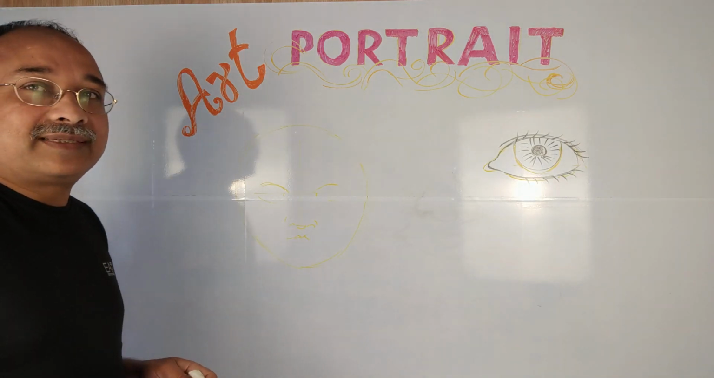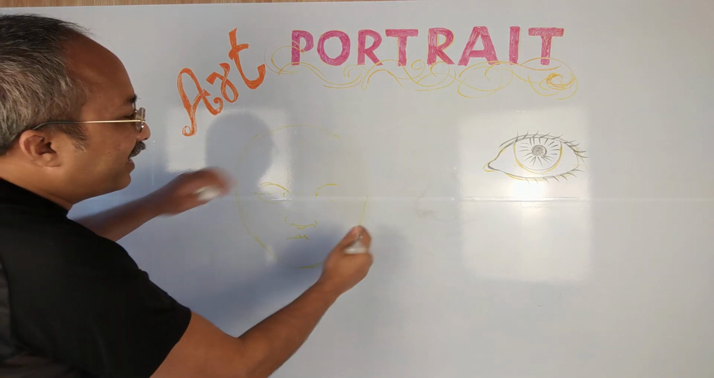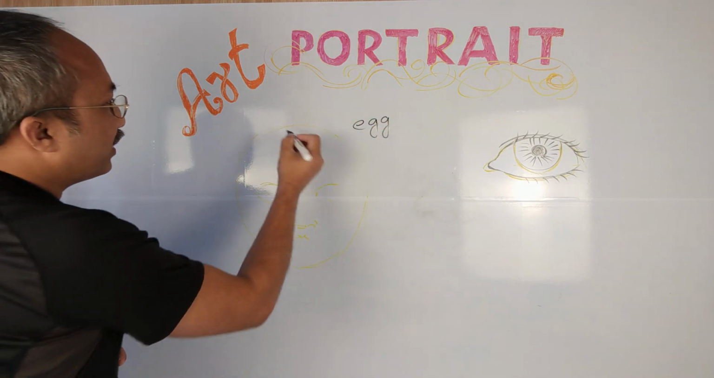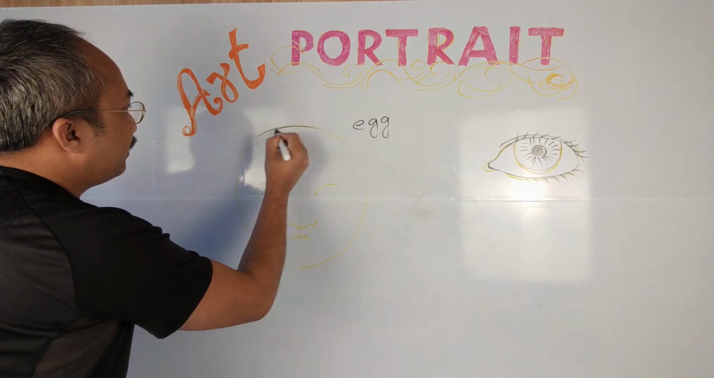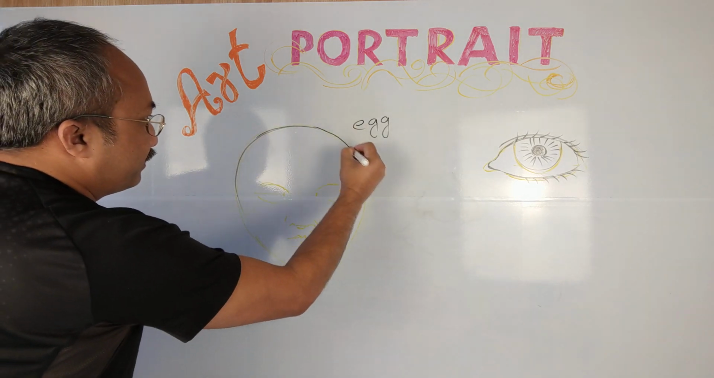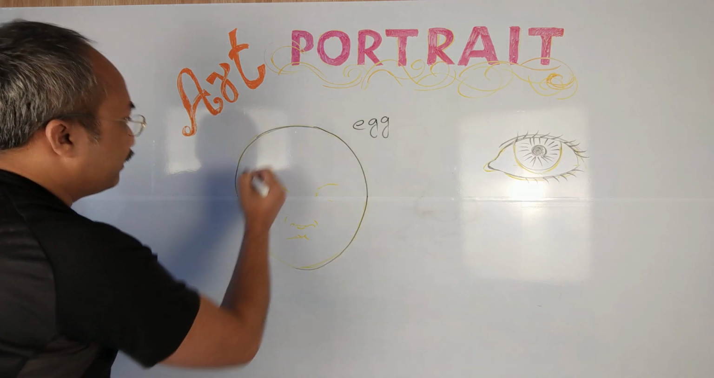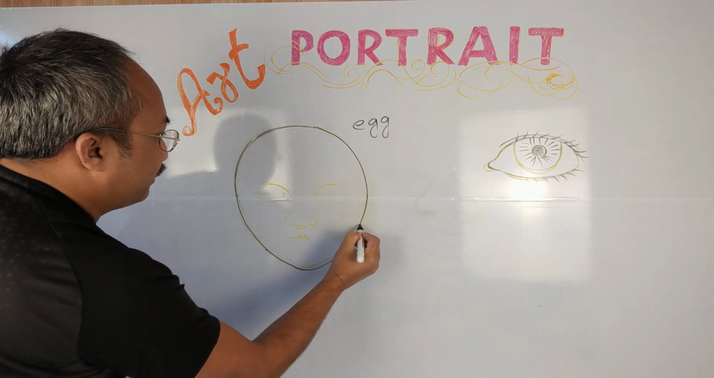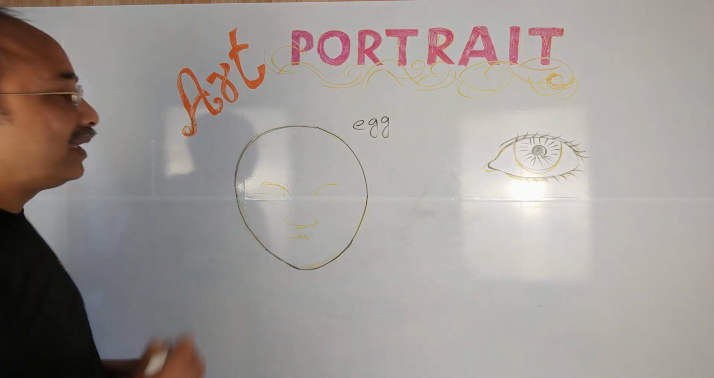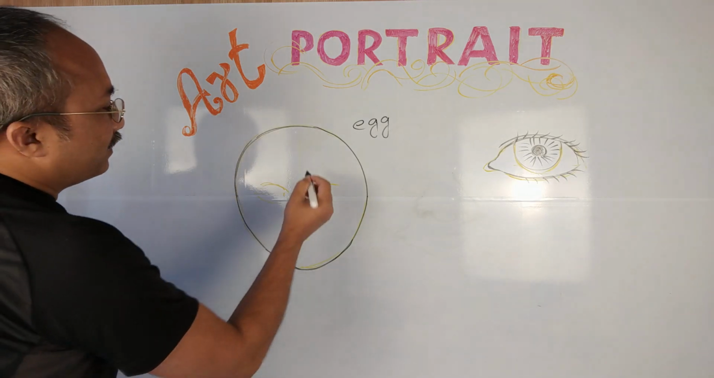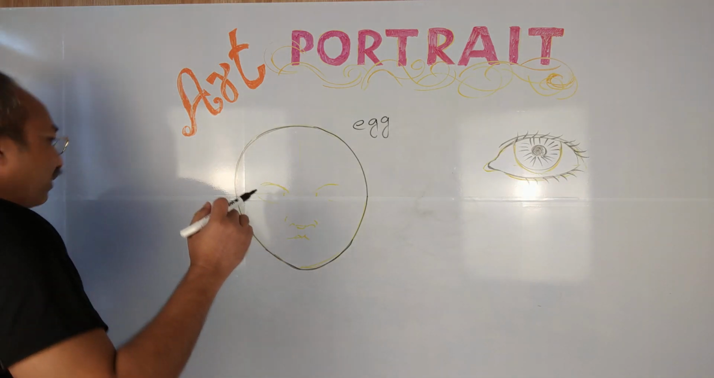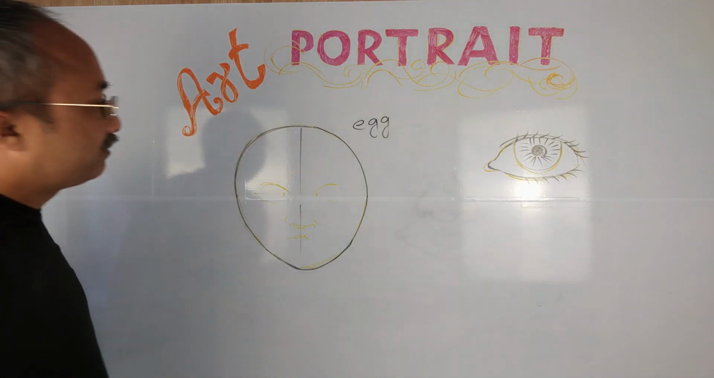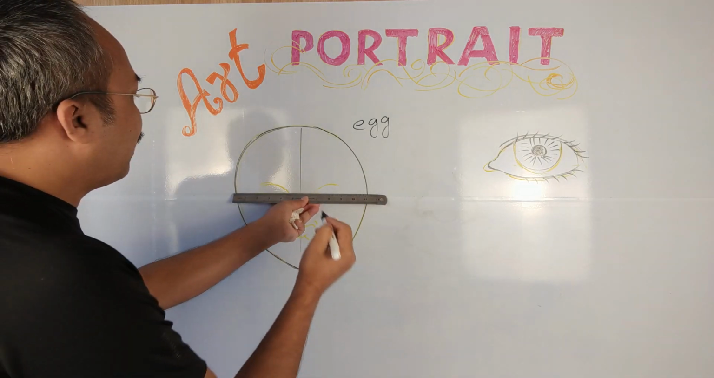Let us draw now. First, you have to draw the shape of an egg. I'm going to draw it now. The shape of an egg, isn't it? Then you just halve it. You can make a line like that and make it half. Then make another line like this and make it half.